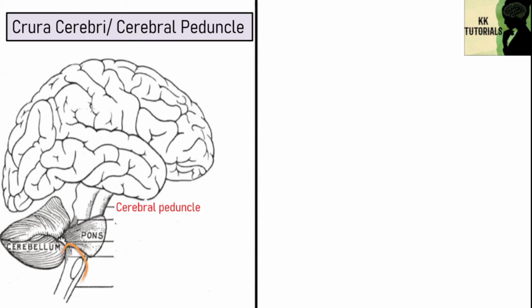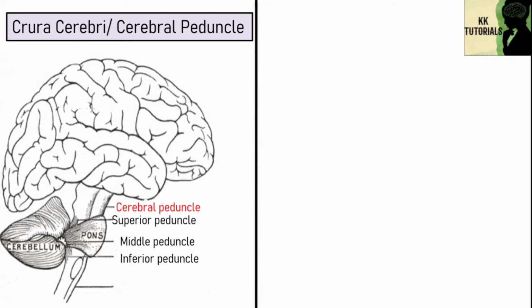See the image: superior peduncle, middle peduncle and inferior peduncle. The peduncles are composed of many pathways that travel between the cerebral cortex and spinal cord.